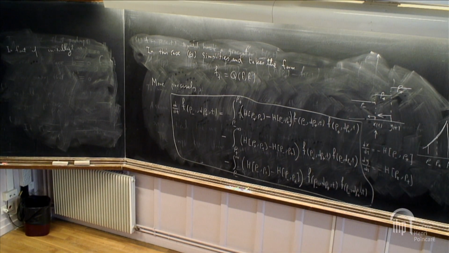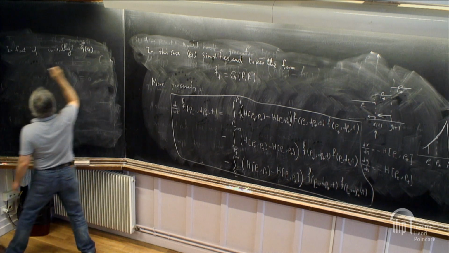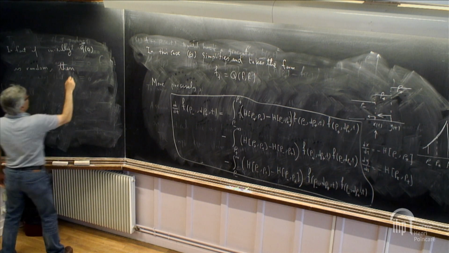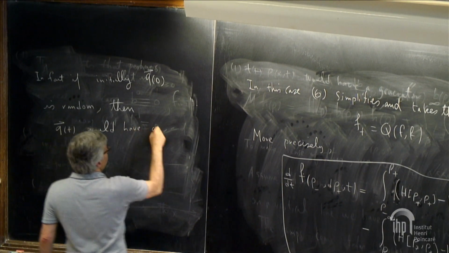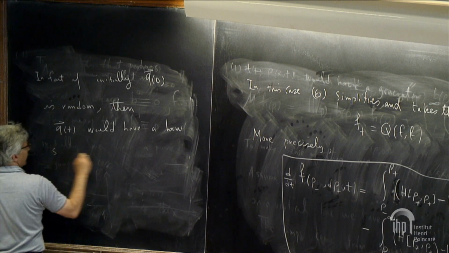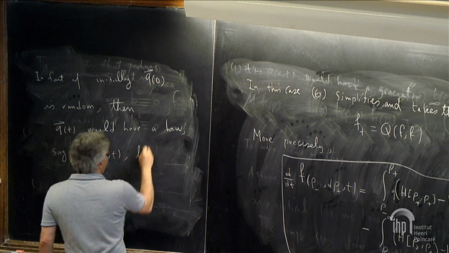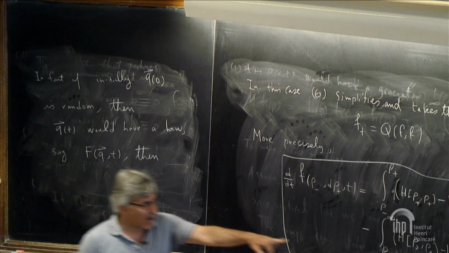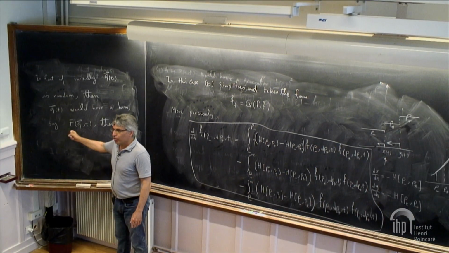So let me call this Q. So if initially Q0 is random, then Q at time t would have a law, say f_qt. Basically what's happening is that this law is defined for those xi's that are ordered and rho i's that happen to be increasing. And then you can formally write an equation for this.